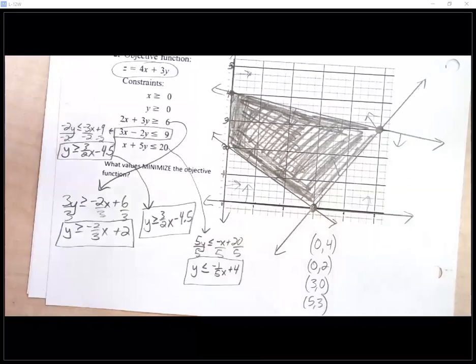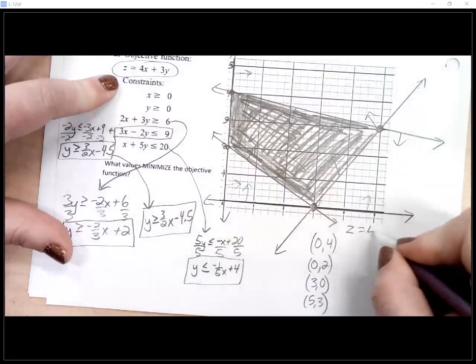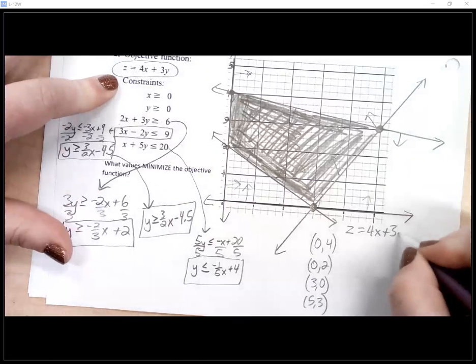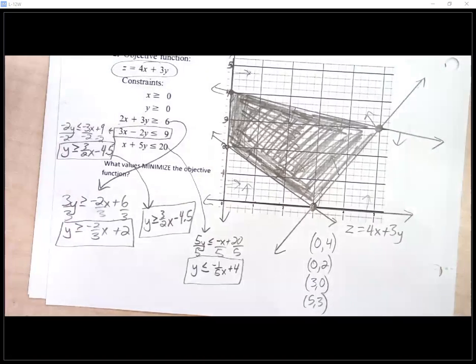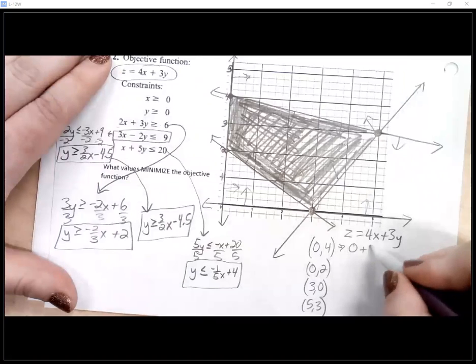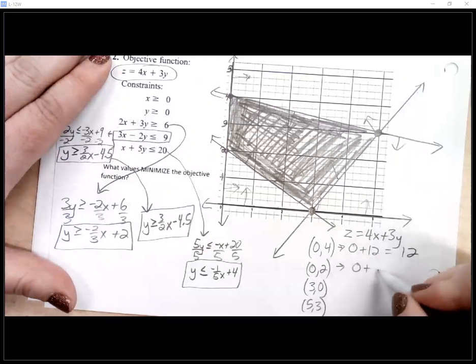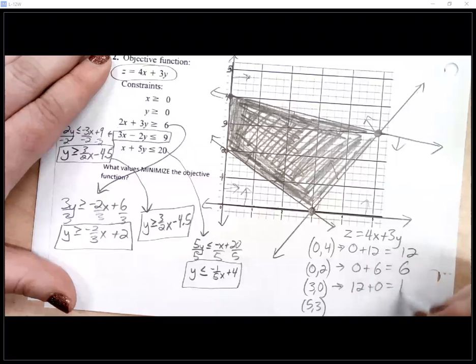I'm going to grab that objective function. I'll just write it up above. Z equals 4x plus 3y. So for each of these, I'm going to do 4x plus 3y and see what values I get. So this one would just be 0 plus 12. This one is 0 plus 6. This one would be 12 plus 0. And this one would be 20 plus 9, 29.